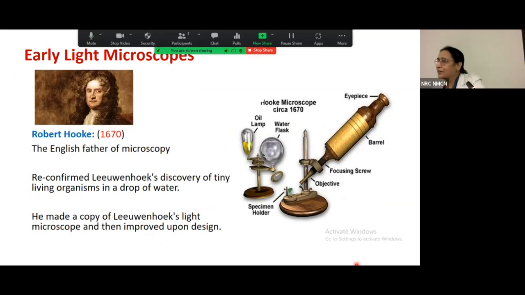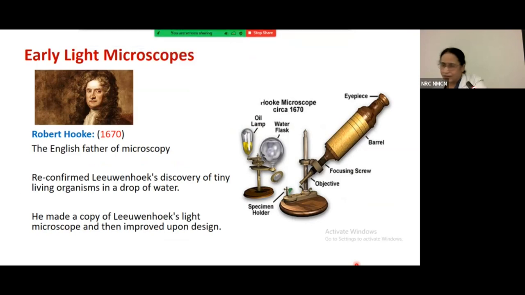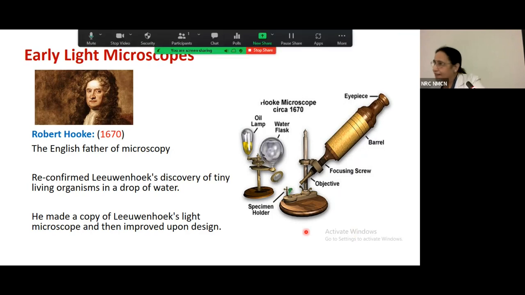Then comes Robert Hooke. He was in the same century, and he is called English father of microscopy. He reconfirmed Leeuwenhoek's discovery of tiny living organisms in a drop of water. He made a copy of Leeuwenhoek's light microscope and then greatly improved upon the design.